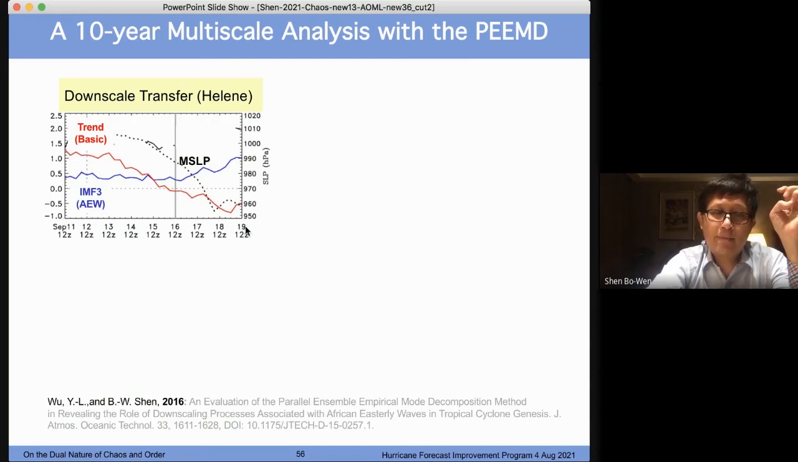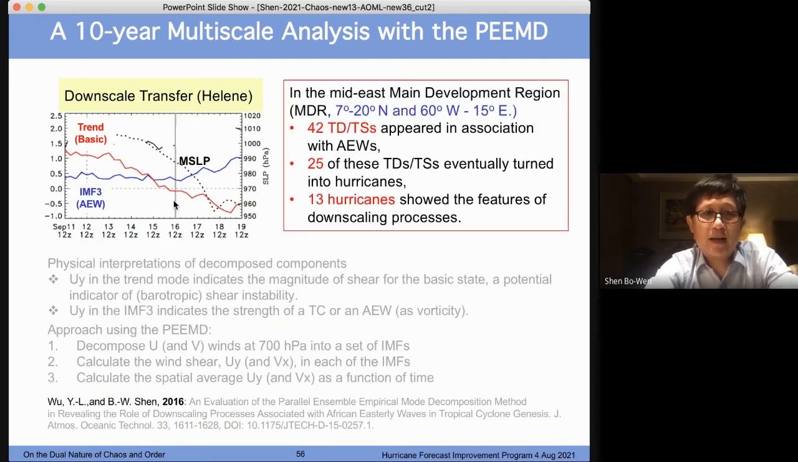Horizontal represents time. As you can tell, the two modes display opposite tendencies, indicating energy transfer from the basic state to the African easterly wave. During this period, we also plot the minimum sea level pressure for Hurricane Helene. As you can tell, all three curves produce consistent results. We also apply this approach in a 10-year data analysis. Statistics are shown on the top right, and the related result was published in 2016.